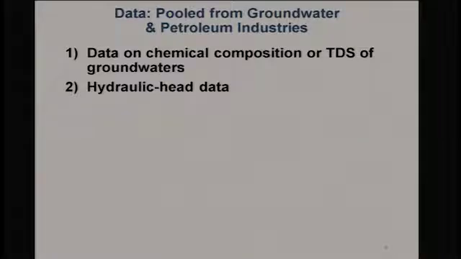So we have two types of data, very simply. We have TDS data and we have hydraulic head data. And these generally came from two different industries: the groundwater industry, which, as you can imagine, is very plentiful in the freshwater zone, and then we have the oil and gas industry, which is very plentiful in the saline water zone. And we can very nicely interpolate between these two data sets.